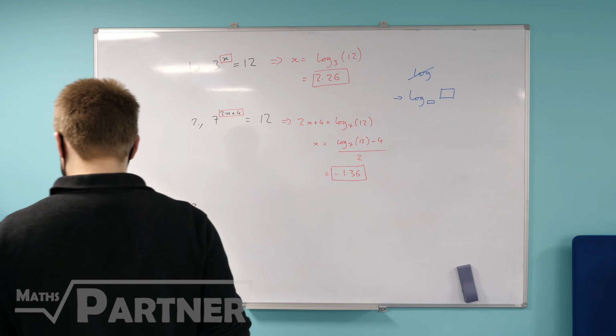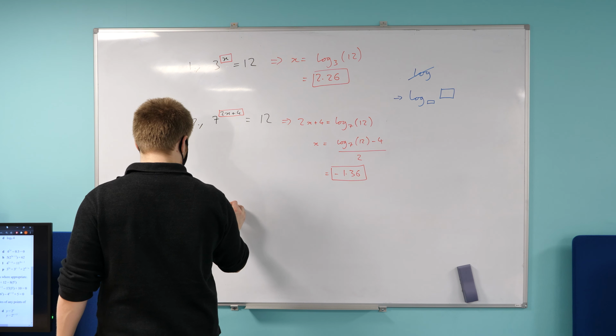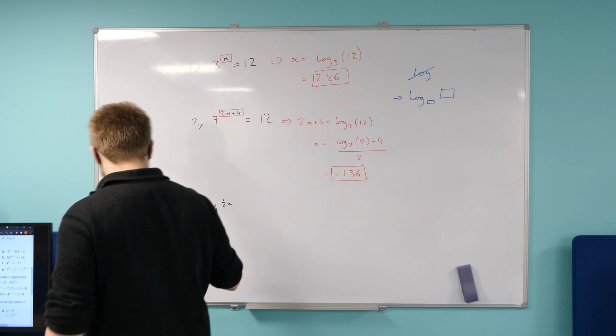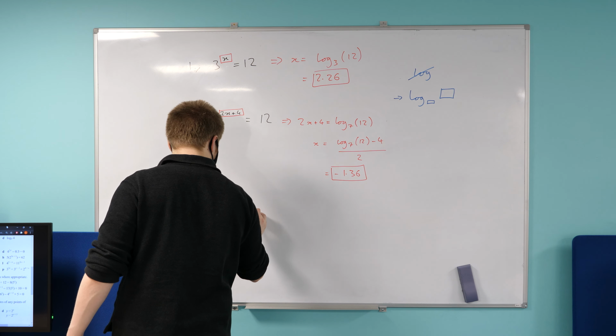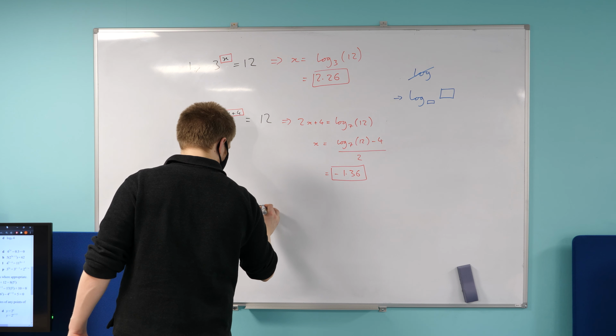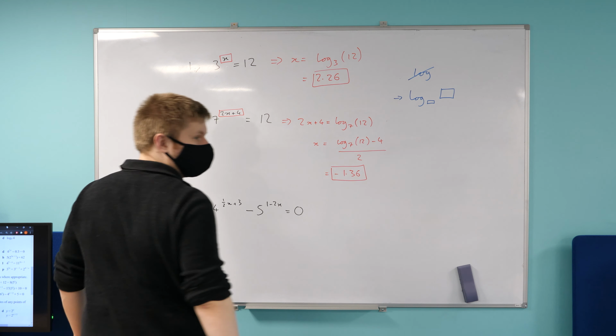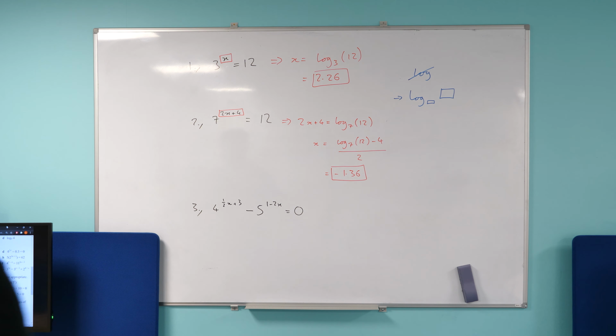Okay, let's have a look at question 5m, where you've got 4 to the power of a half x plus 3 minus 5 to the power of 1 minus 2x equals 0. So that's going to be question 5m if you're following along on the screen.